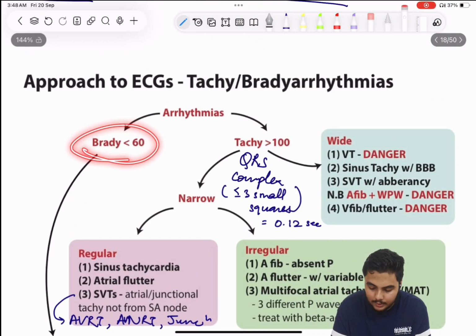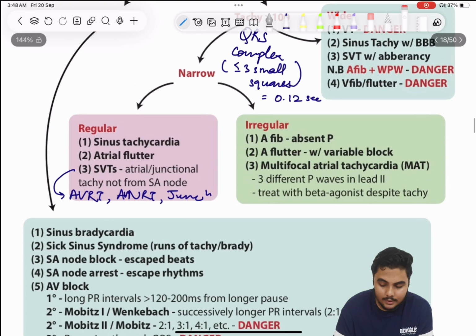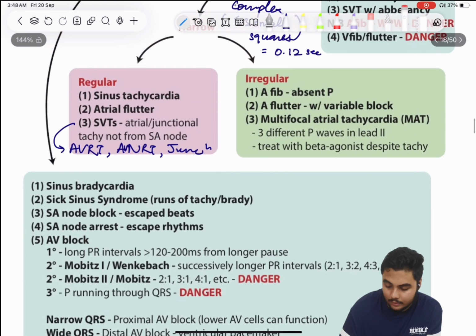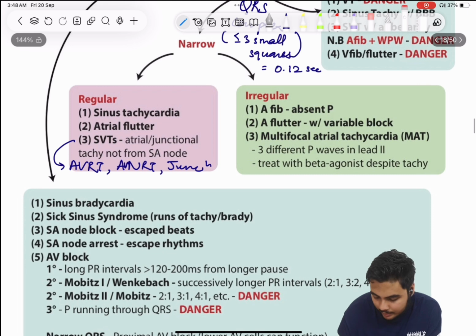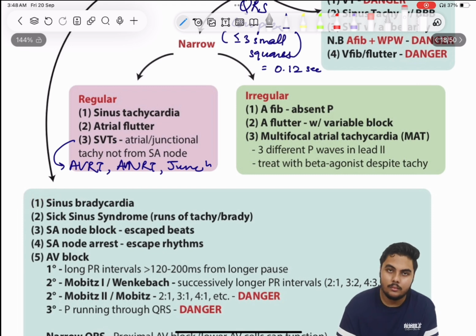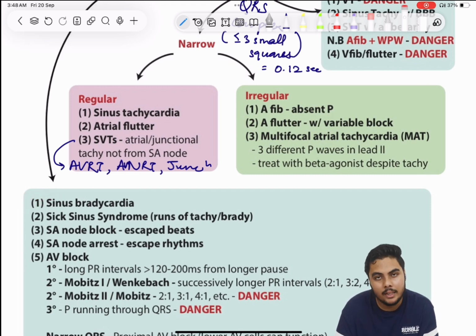Now, a patient having a heart rate below 60 is said to have bradycardia, right? Now, the differentials for bradycardia can be sinus bradycardia, right? Everything is normal. The sinus is firing at a lower rate, as a result of which the heart rate is low. Next is sick sinus syndrome, triple S syndrome, which is usually seen in old age individuals, right? As a result there will be some phases of tachycardia and some phases of bradycardia alternating with each other, right? So it is usually seen in old age.